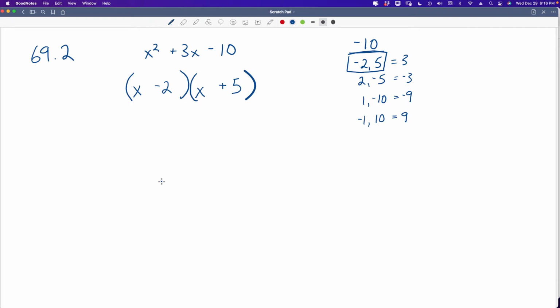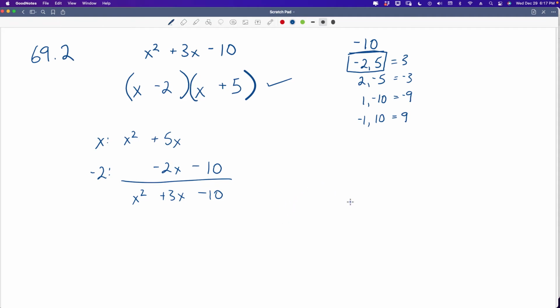Okay, now we check. Here's our x term, and then we have negative 2 as our first term. X times x is x squared. X times positive 5 is a positive 5x. All right, negative 2 term. Negative 2 times x is negative 2x. Negative 2 times positive 5 is negative 10. Then we combine negative 10, positive 3x, and x squared. That matches what we started with, so this is correct.